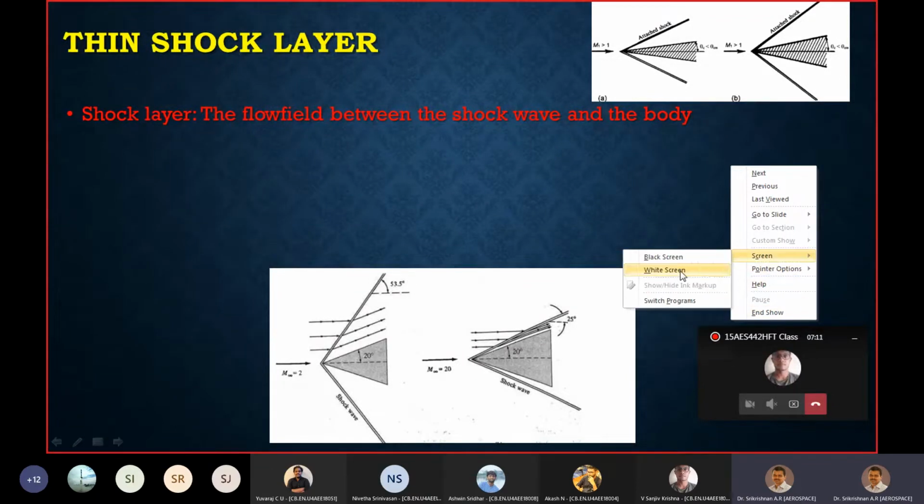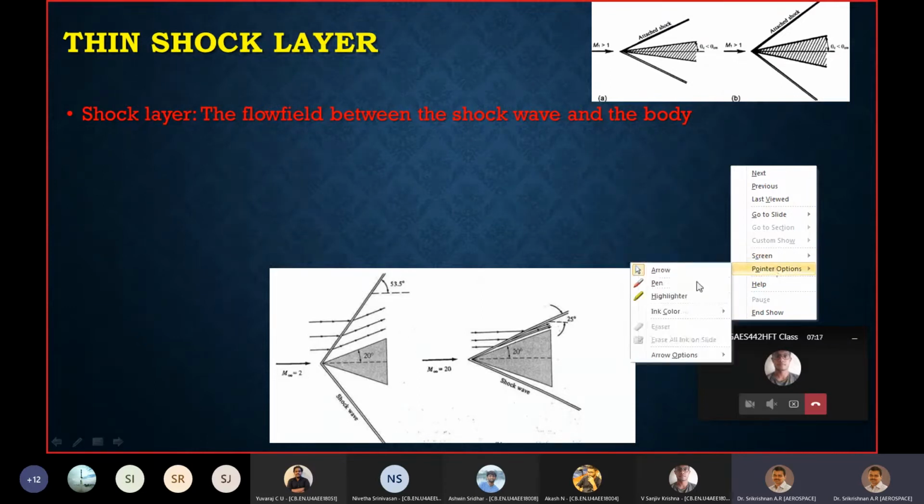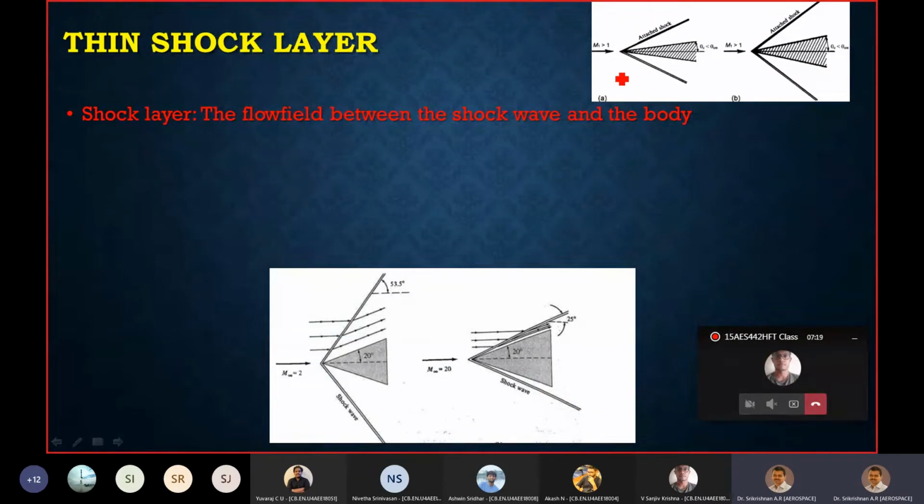Now, here we are not talking about the formation of an oblique shock. We know that need not be in hypersonic flow. It can happen in any supersonic flow. So oblique shock formation is common to supersonic and hypersonic flows. What we are talking about here is the thin shock layer, which is specific to hypersonic flow. So we will try to understand what it is.